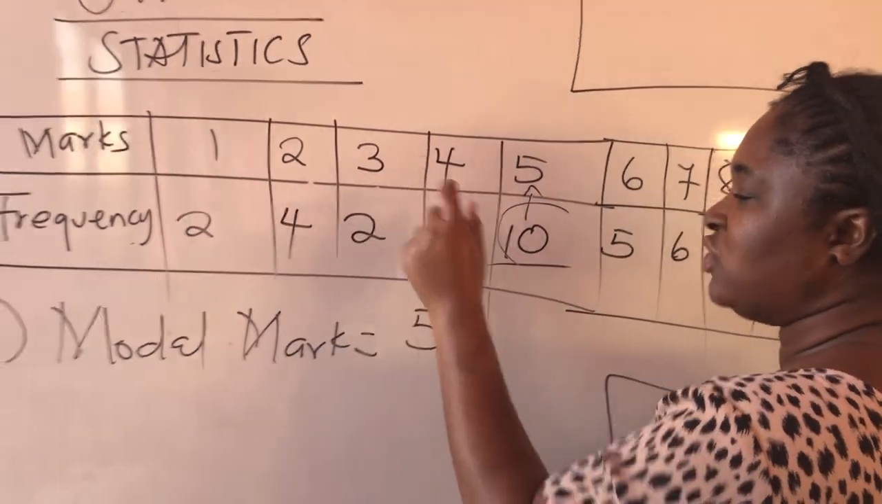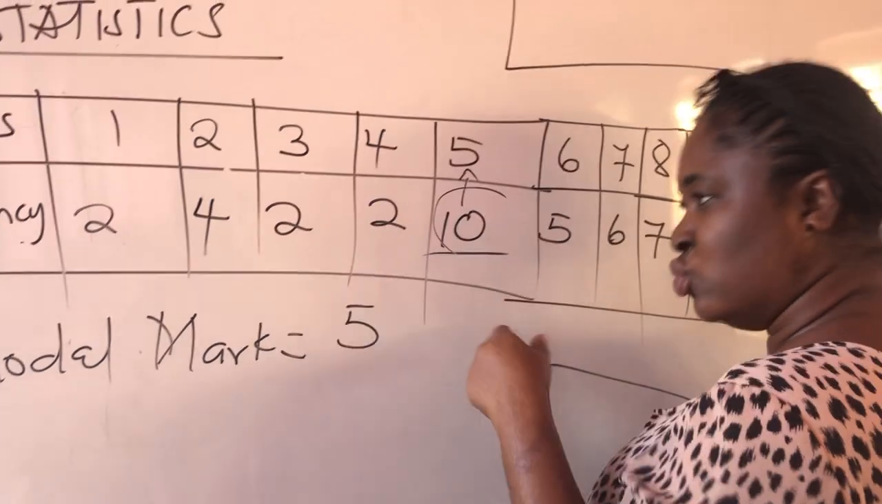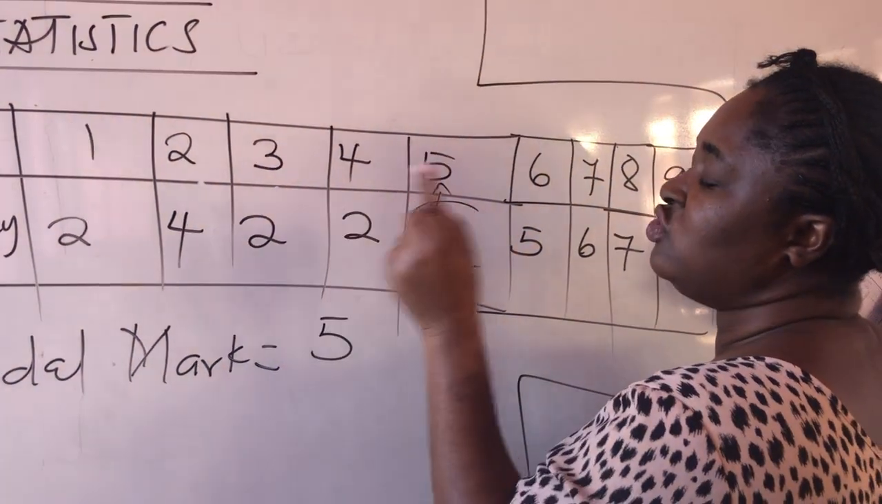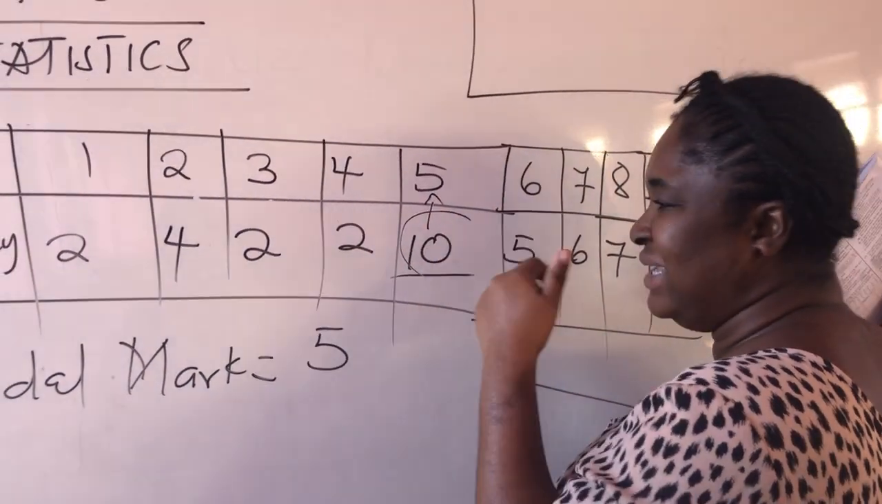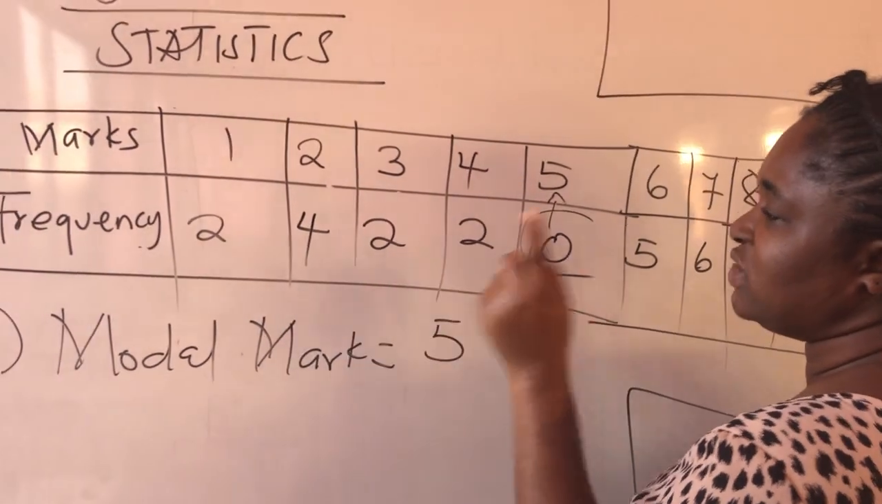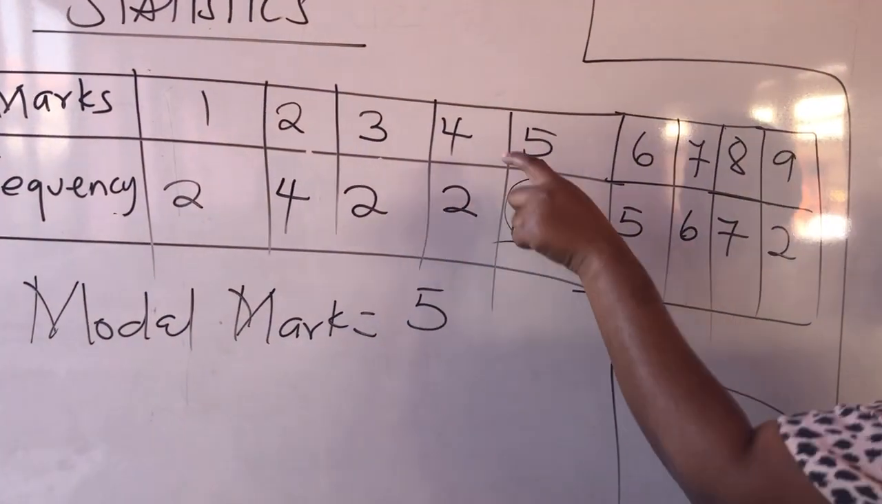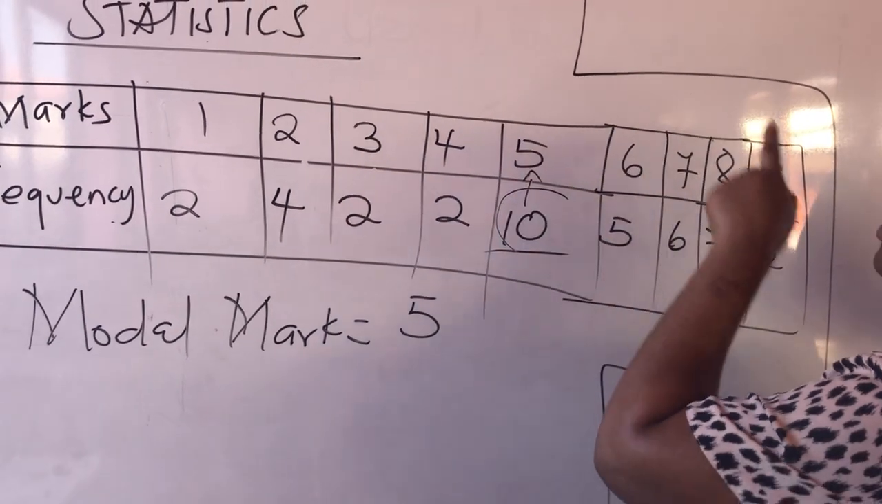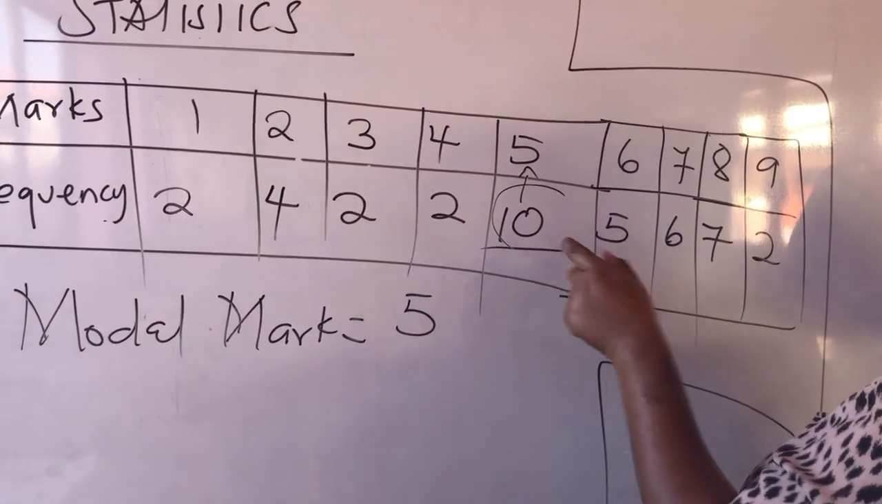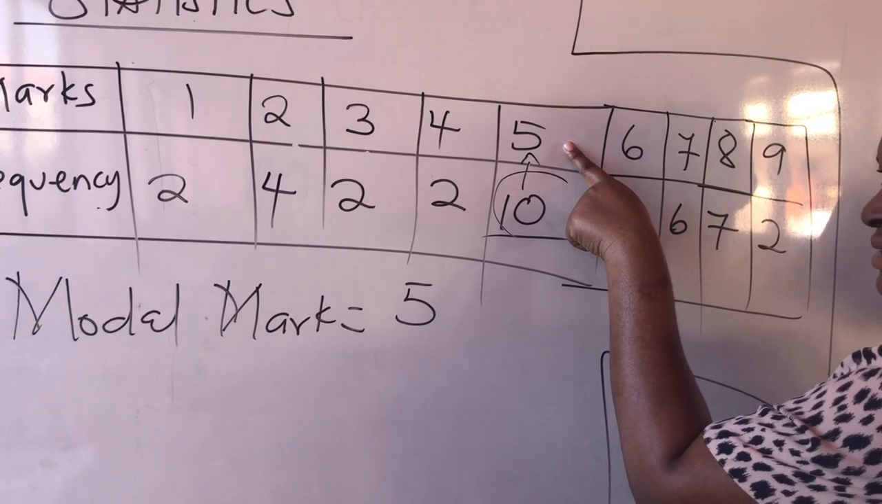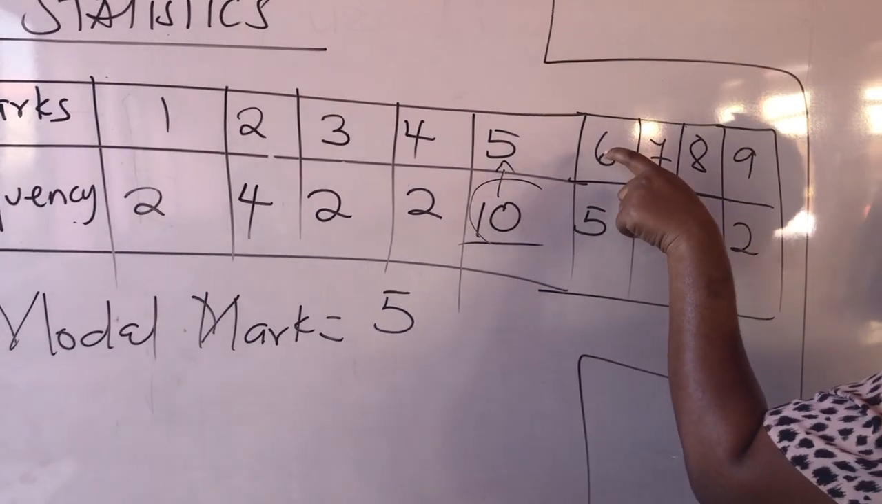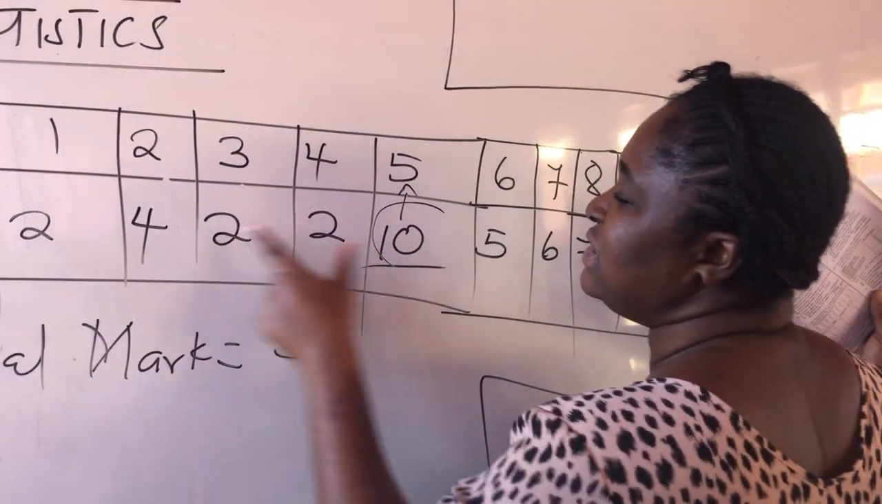So 4 people each got 2. For 3 marks, that means 2 people in the class scored 3 in the test. So the first person got 3, the second person also got 3. This one also means that 2 people scored 4 over 10, or 4 over whatever. Now 10 people scored 5 marks. 5 people also scored 6 marks. So this is what the frequency here means.